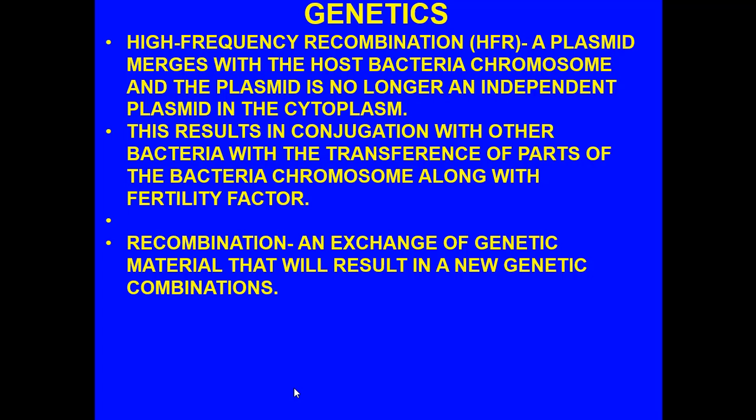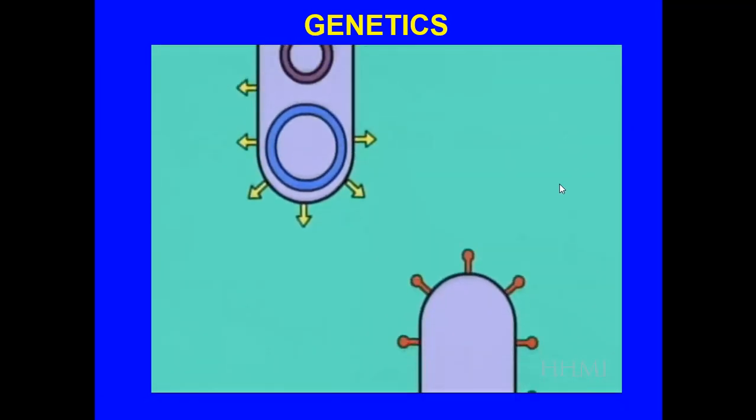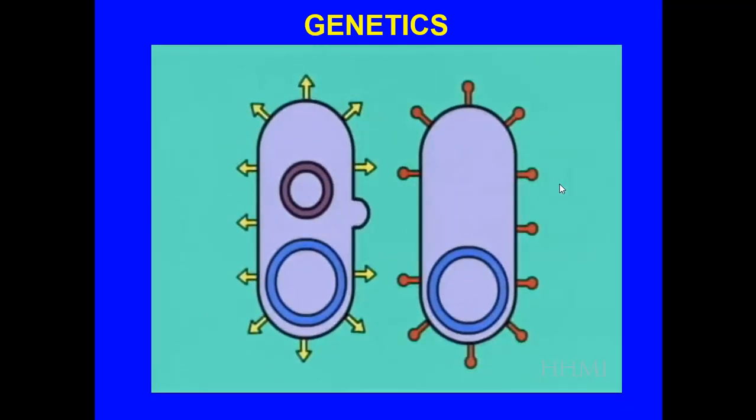So what you have to think about is that this is a means in which you have recombination, but at a much grander scale. When I talk about recombination, this is an exchange of genetic material that will result in new genetic combinations. We're going to have two bacteria, one here, this is resistant. Here's our antibiotic resistant gene.